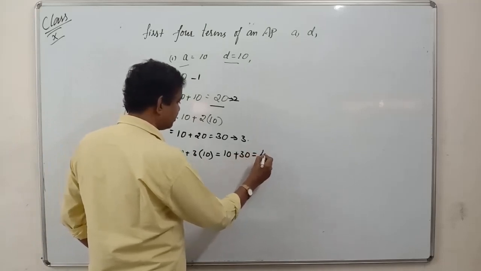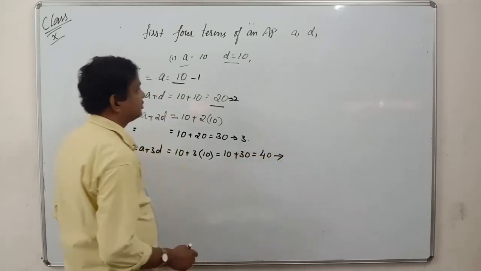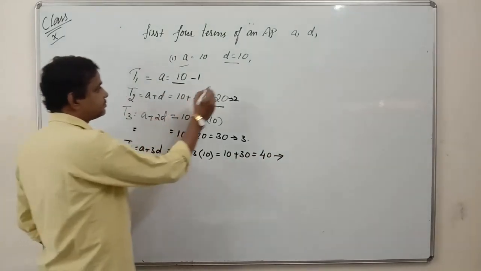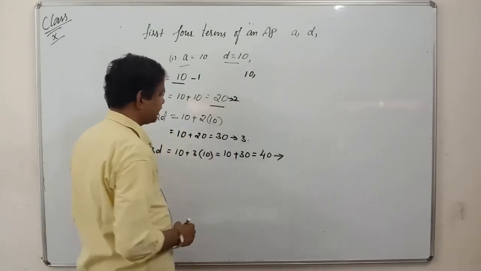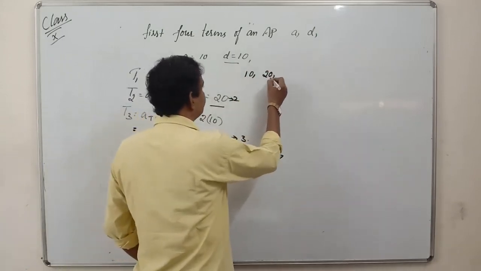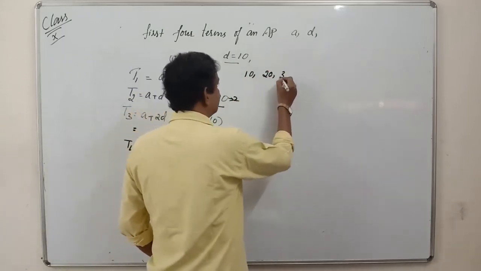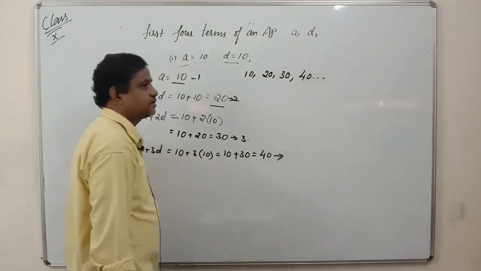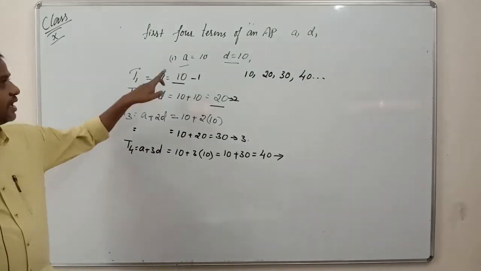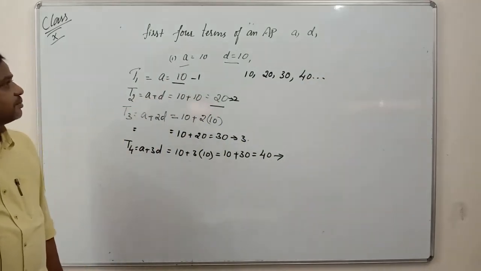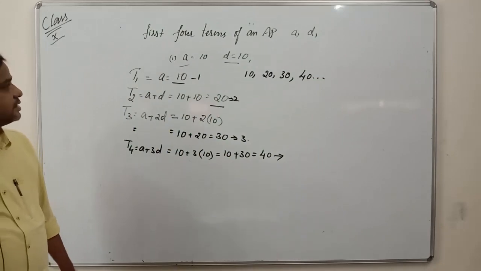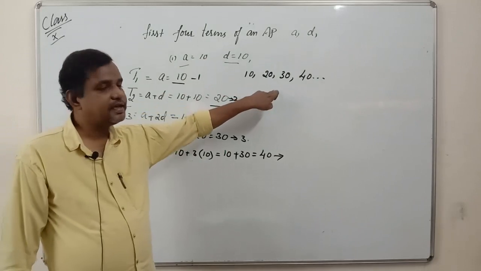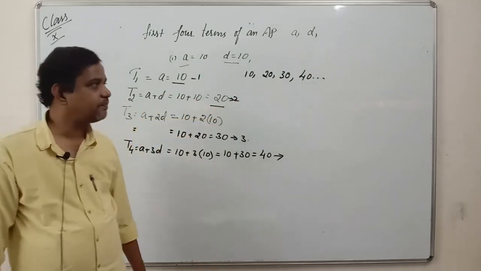It equals 40. So the first 4 terms of the AP are: first term is 10, second term is 20, third term is 30, and fourth term is 40. So these are the first 4 terms of the AP when A and D are given. Alright? This is how you have to find it.